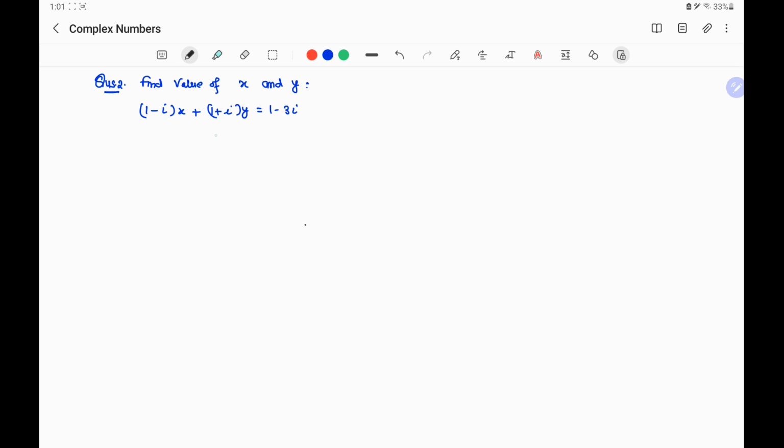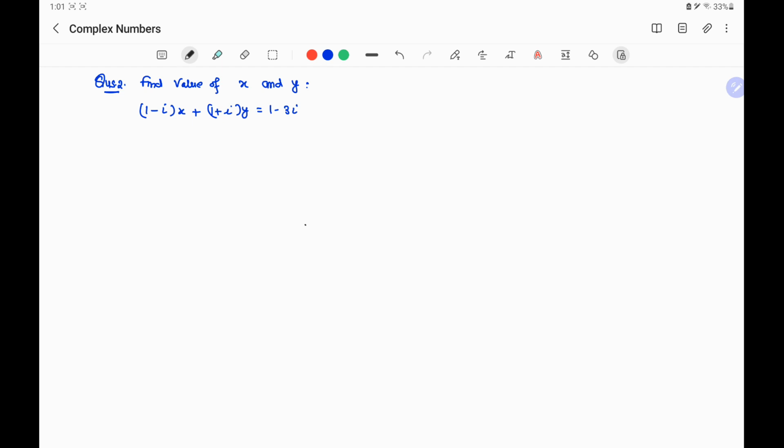Second question is, find the value of x and y in the expression (1 minus i) into x plus (1 plus i) into y equal to 1 minus 3i. In an expression, the left hand side will be equal to the right hand side if the real part of the left hand side equals the real part of the right hand side, and the imaginary part of the left hand side equals the imaginary part of the right hand side.